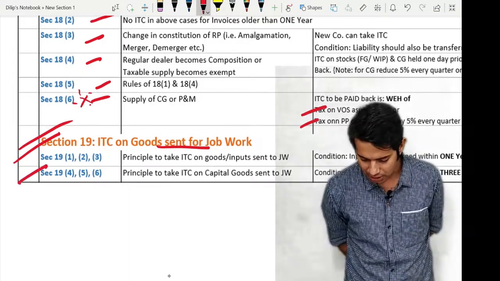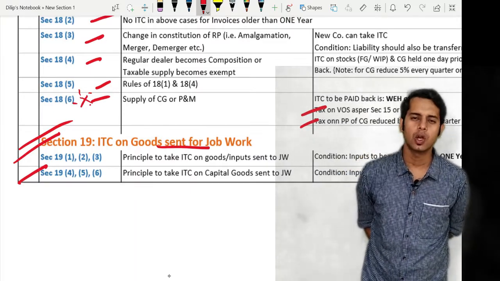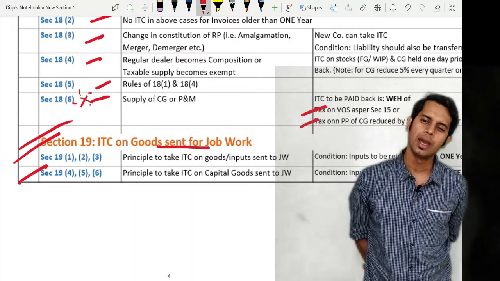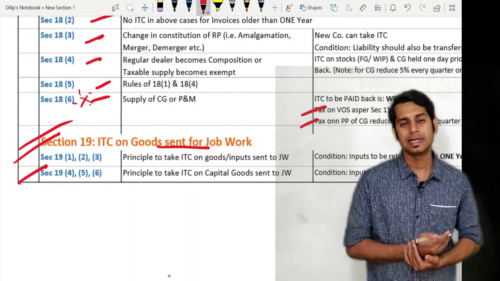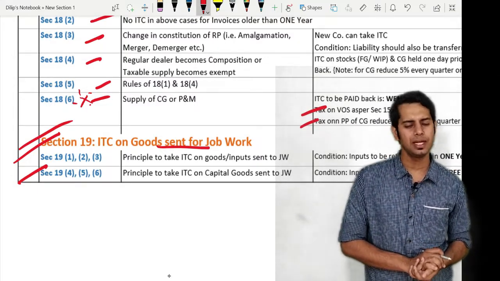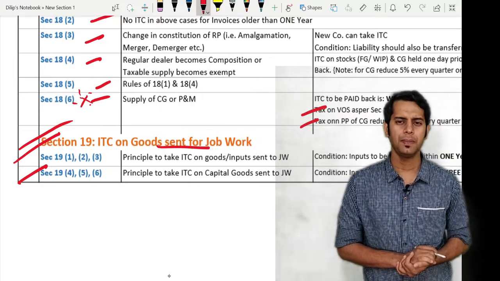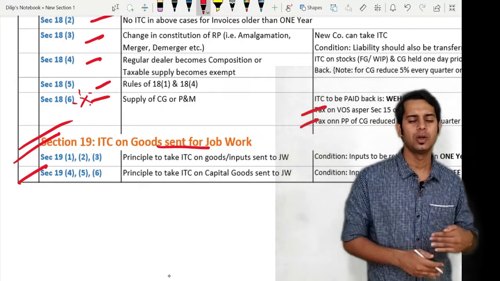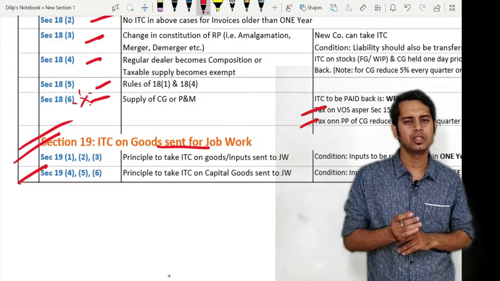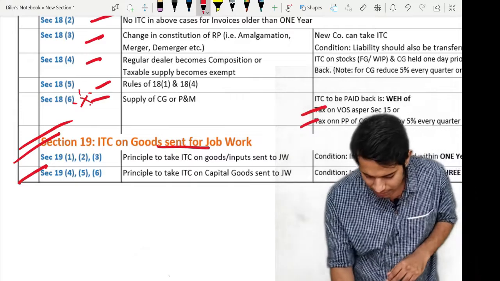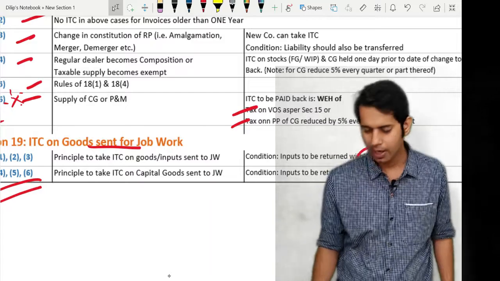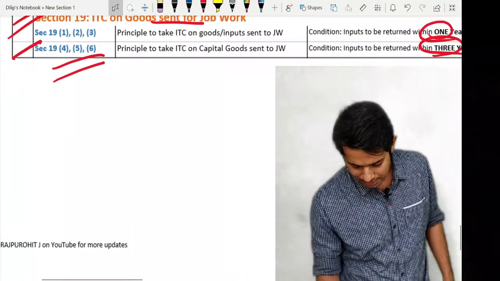Section 19(4) talks about capital goods. If the capital goods are sent by the principal to a job worker, ITC can be taken by the principal. 19(5): if the capital goods are sent directly to the job worker, ITC can be taken by the principal. And 19(6) says that if the capital goods sent to a job worker do not come back, whatever ITC is taken should be reversed. In case of capital goods the period is 3 years, and in case of normal goods it is 1 year. Then section 20.